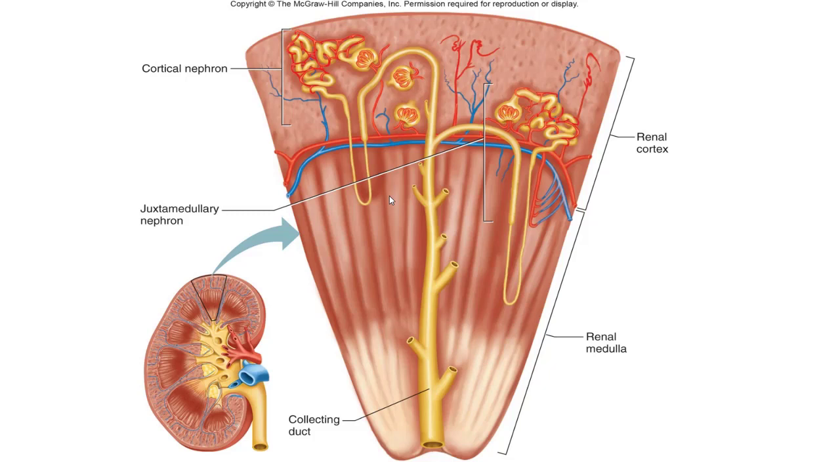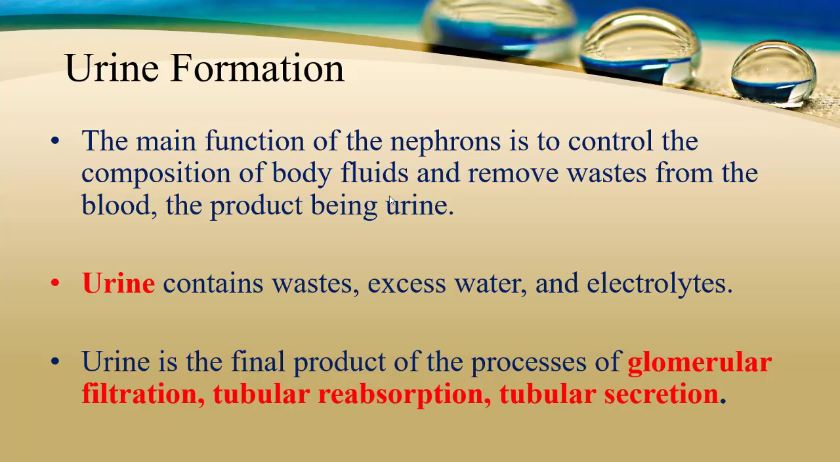All right, next topic we'll talk about is the formation of urine. The main function of the nephrons that we just talked about is to control the composition of the body fluids and to remove waste from the blood. And by doing that, you are forming urine. And urine is made up of electrolytes and waste and, of course, excess water. And the formation of urine is due to three distinct processes.